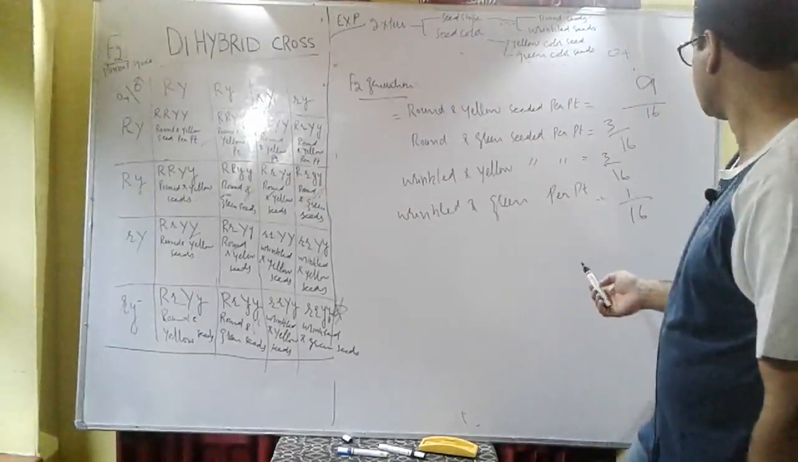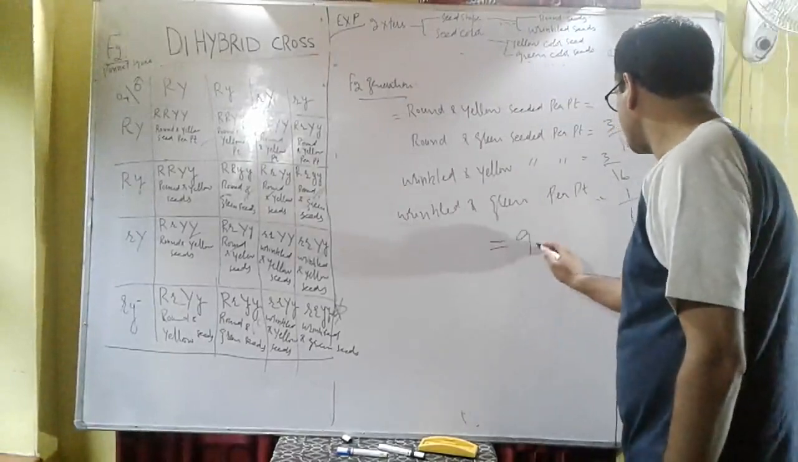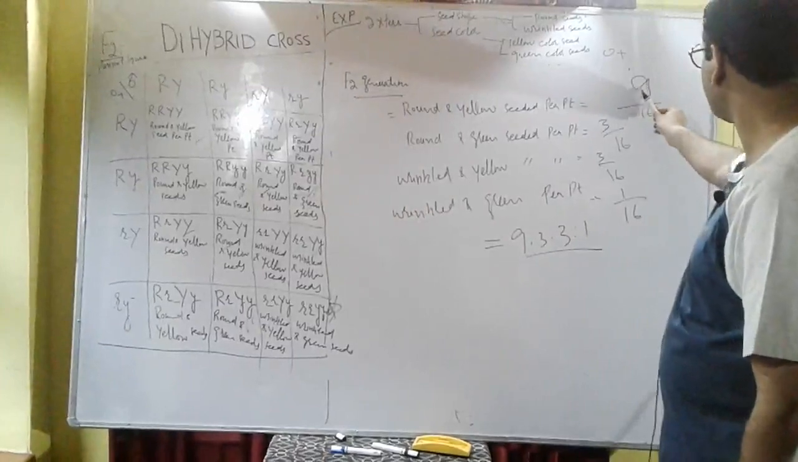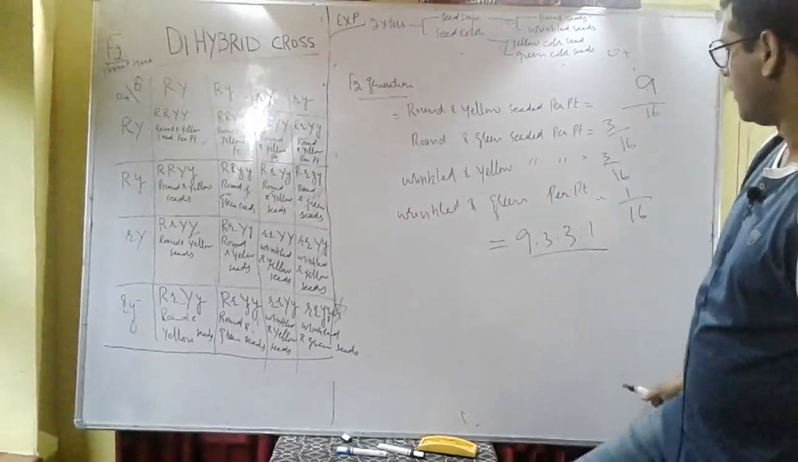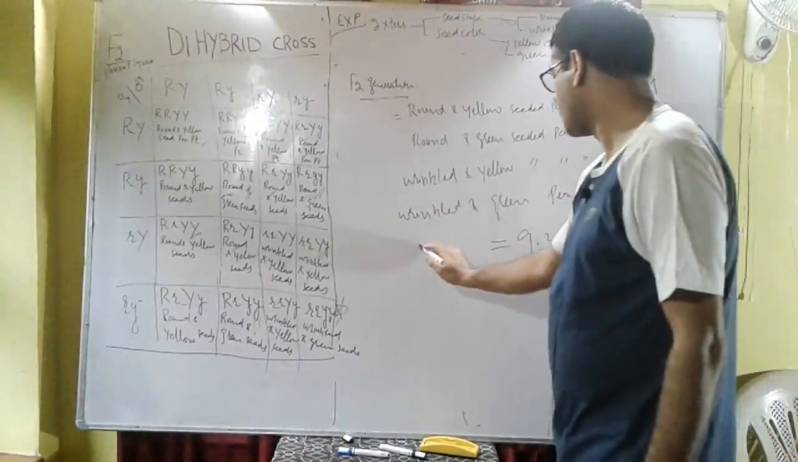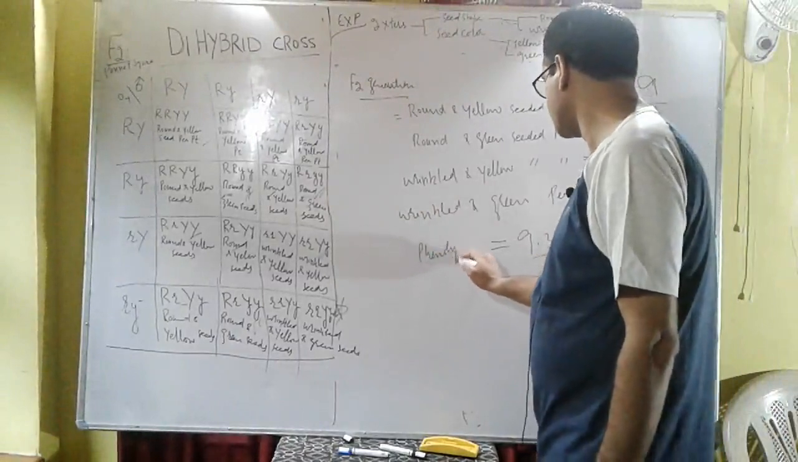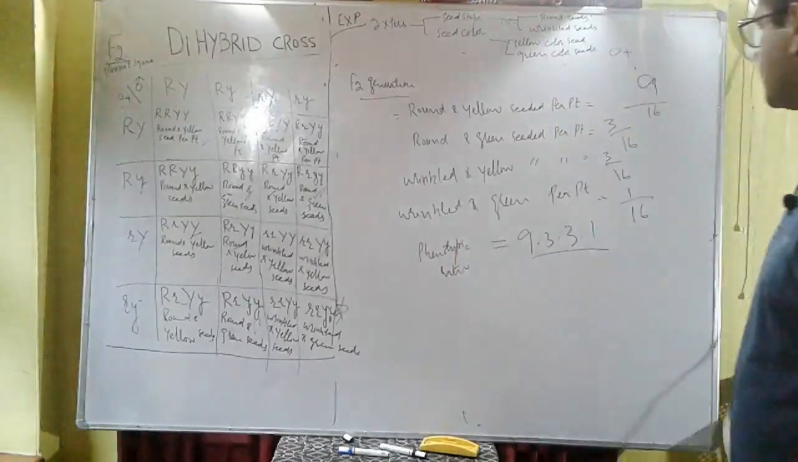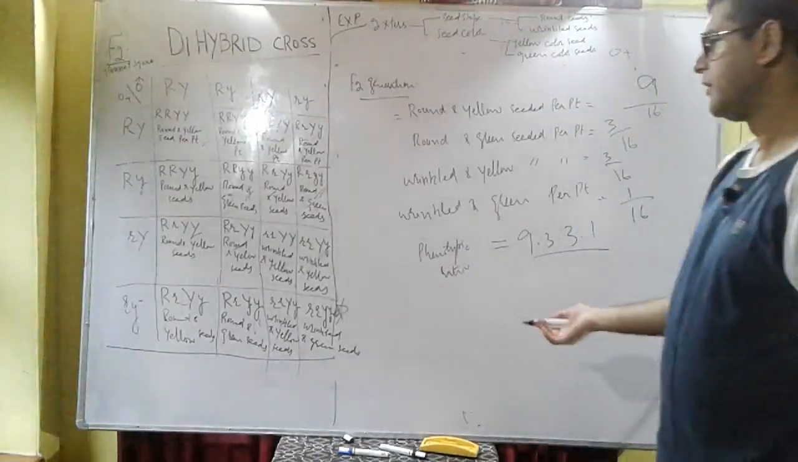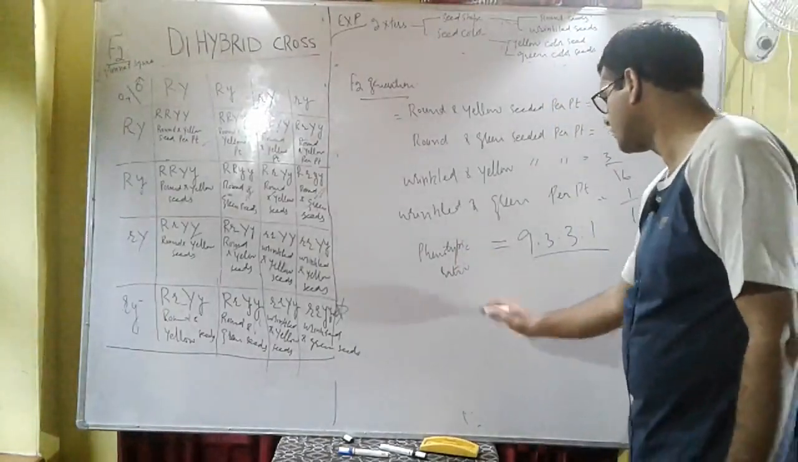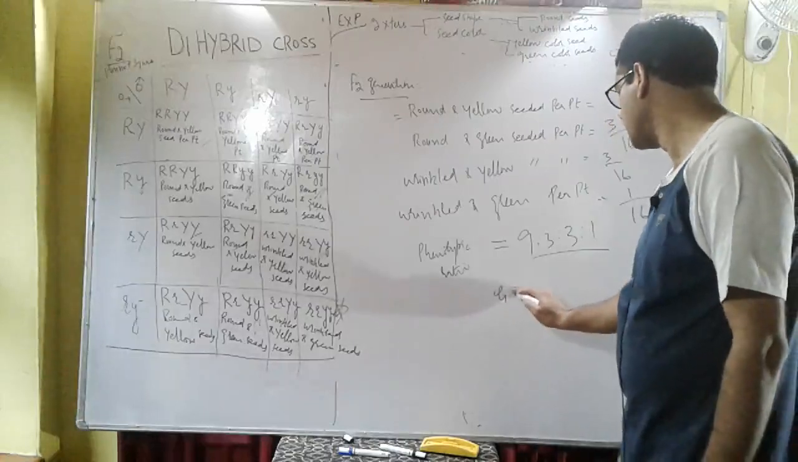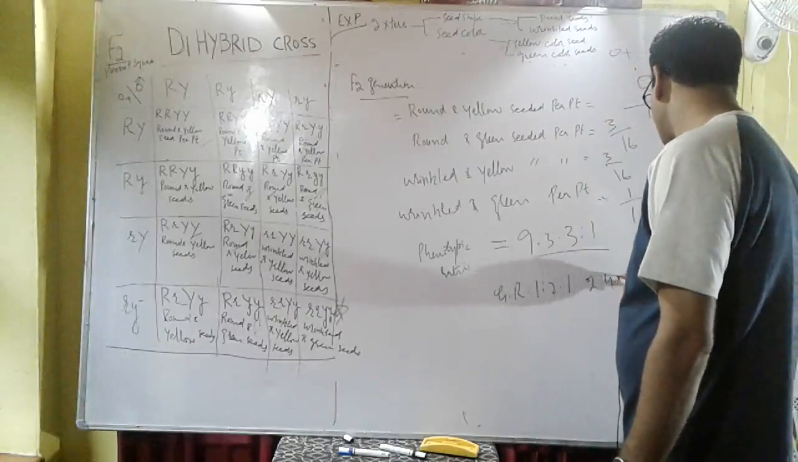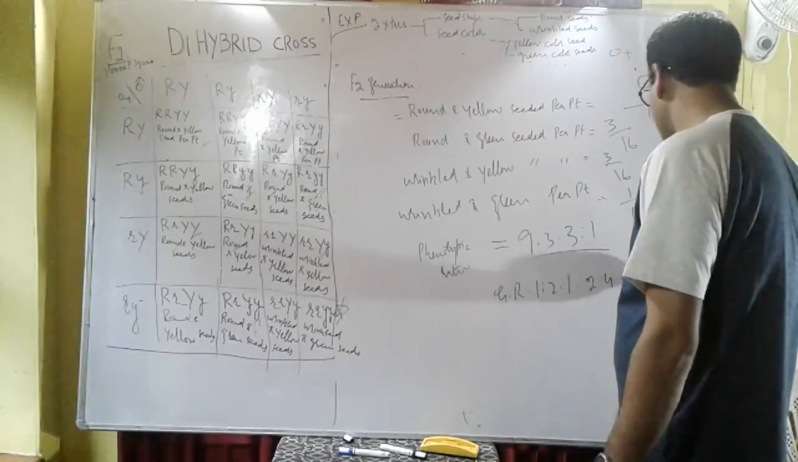So the ratio is 9:3:3:1. This is a typical phenotypic ratio in case of a dihybrid cross, whereas the genotypic ratio is simply 1:2:1:2:4:2:1:2:1.